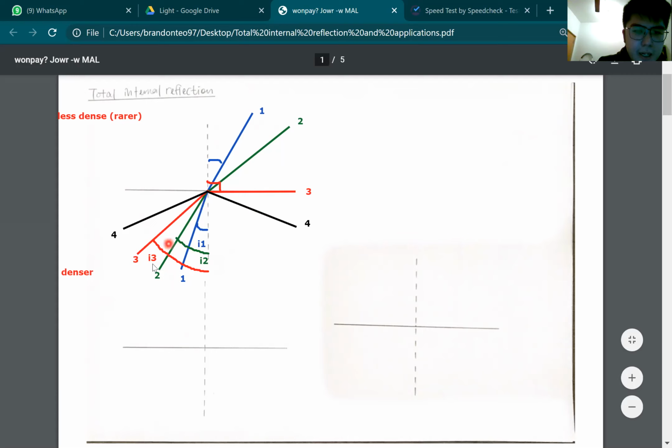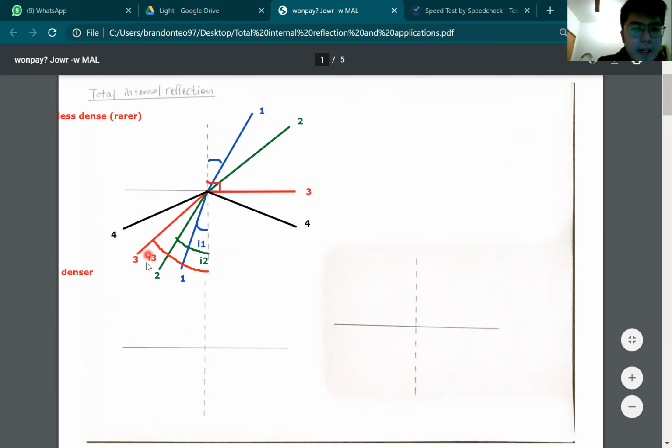Any ray that is below or smaller than this angle will exit into another medium, right? Just like ray 1 and ray 2. Any ray that is above this angle, like ray number 4, or maybe I can add one more, ray number 5, will all fall back into the same medium. That's why it is very important. It's kind of like a reference point.